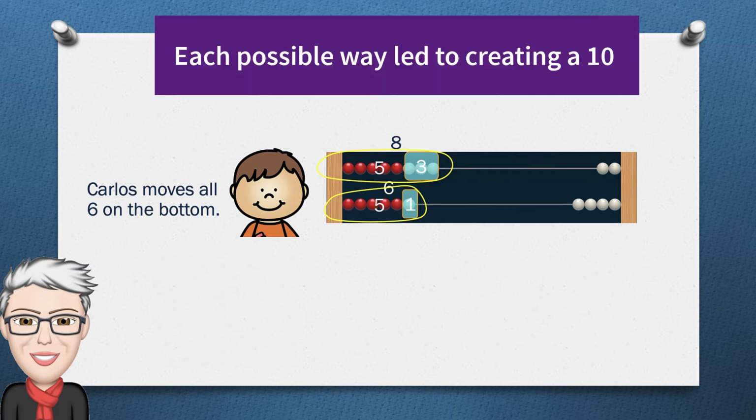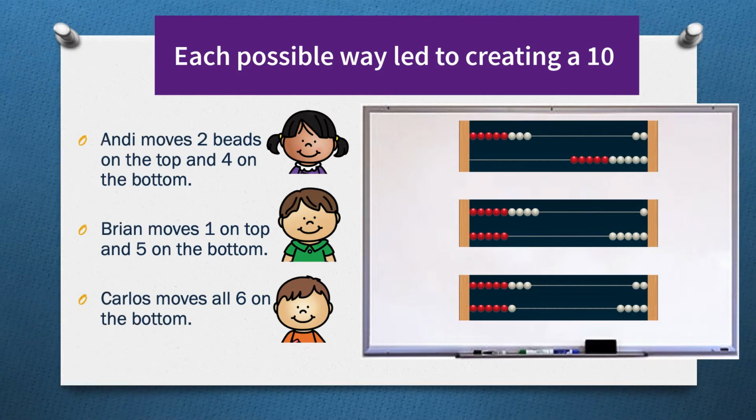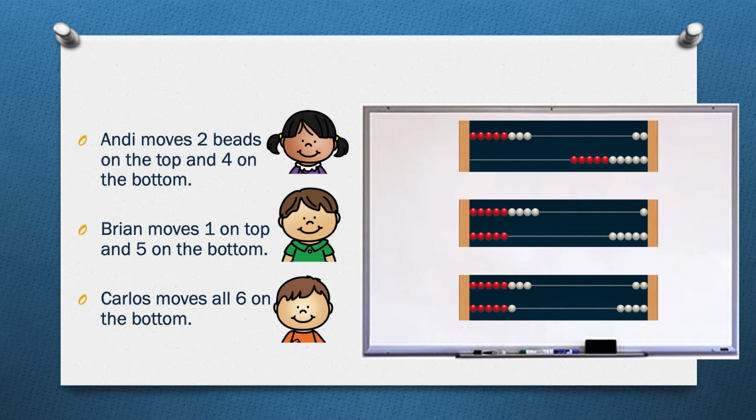In the example we've presented, each possible way of moving the beads led to creating a 10 that could then be linked to an efficient grouping strategy. There are examples where some ways of moving the beads do not lead to results that can be linked to efficient grouping strategies. We will come back to this point later and give an example.